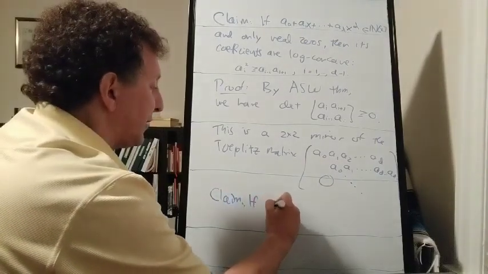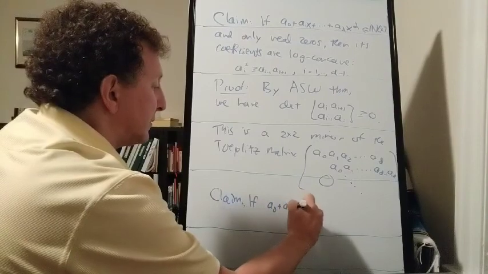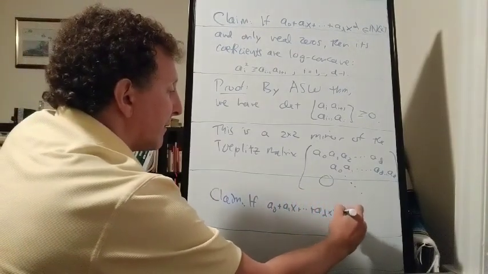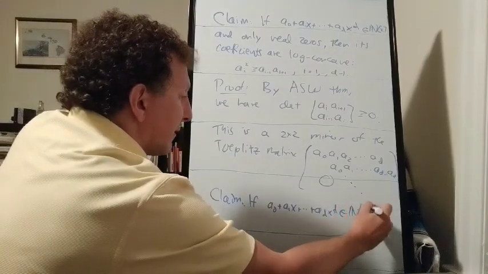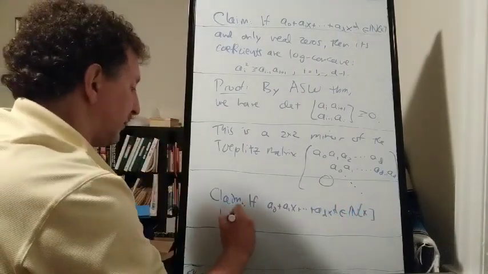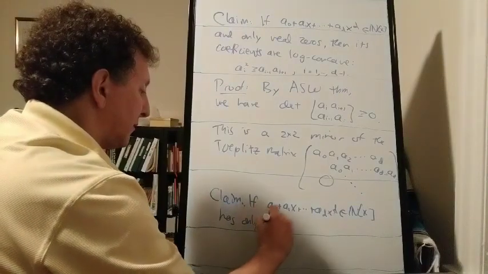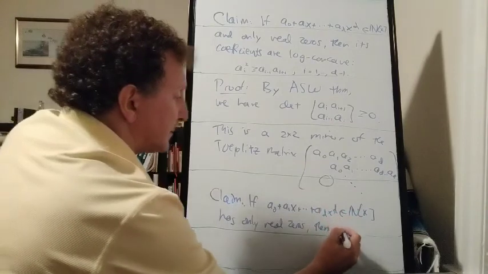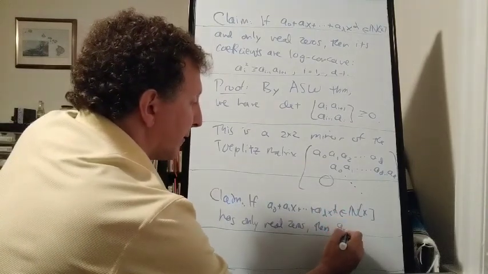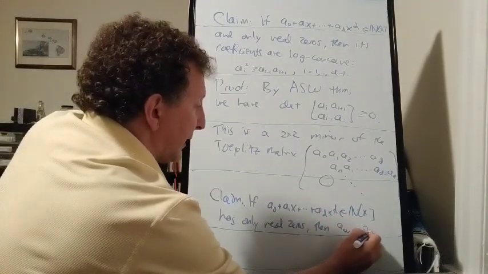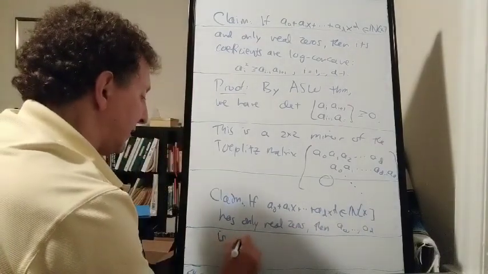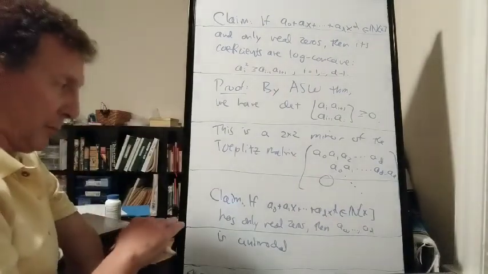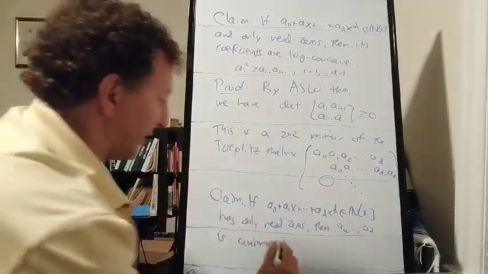So if this polynomial has only real zeros, then the sequence a0 through ad is unimodal. That is, it has only one peak. The coefficients go up and then they come down again.